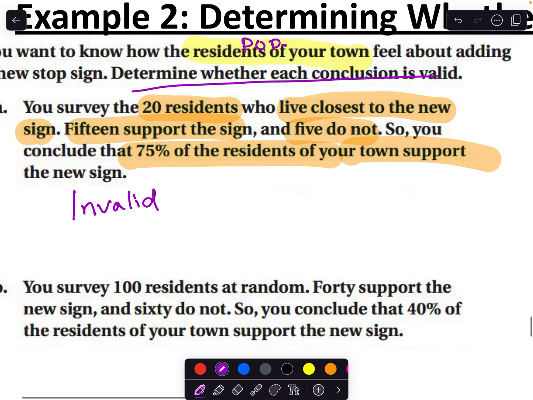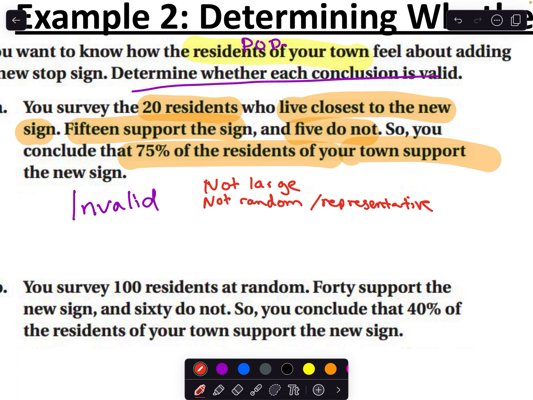Because, first of all, 20 people, that's not very large, right? If you're thinking about a whole town and you're only talking to 20 people, not very large, right? You're talking to people who live closest to the new sign. So that's not really random either. You're just talking to the people who live right there. It's not really representative of the whole town, right?